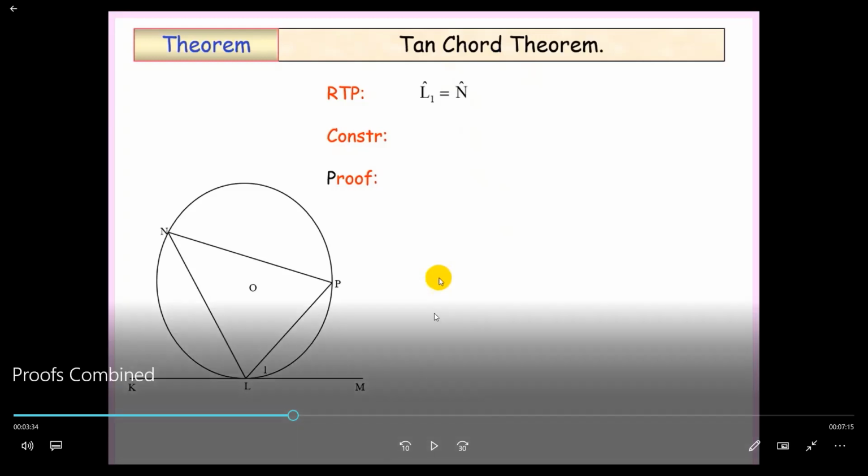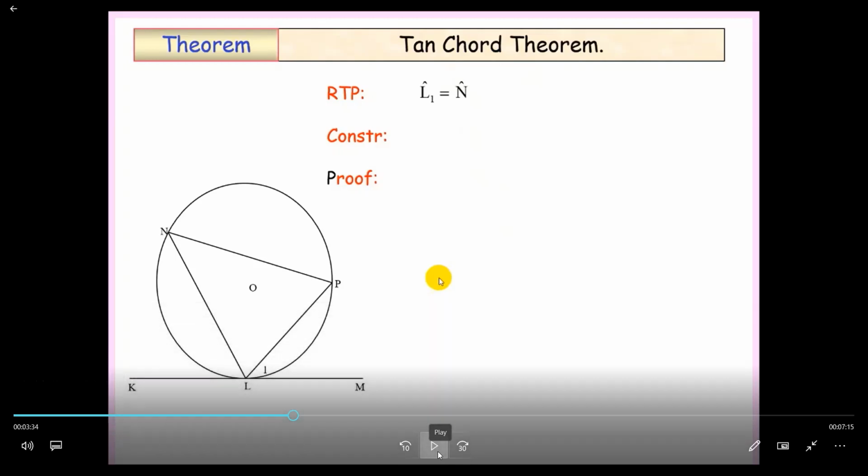All right, I think we're ready to start. So in this theorem, we want to prove that the angle between a tangent and a chord is equal to the angle in the alternate segment, which is N. We're trying to prove that L1 is equal to angle N. Remember, in an exam, they can also have the L1 on the left. So L1 could have been here, and you would try and prove that L1, if it was on the left, is equal to P. So please note, it doesn't matter which side, okay?